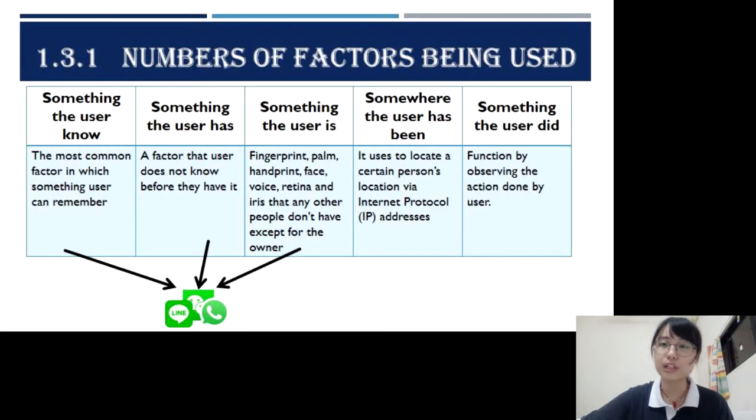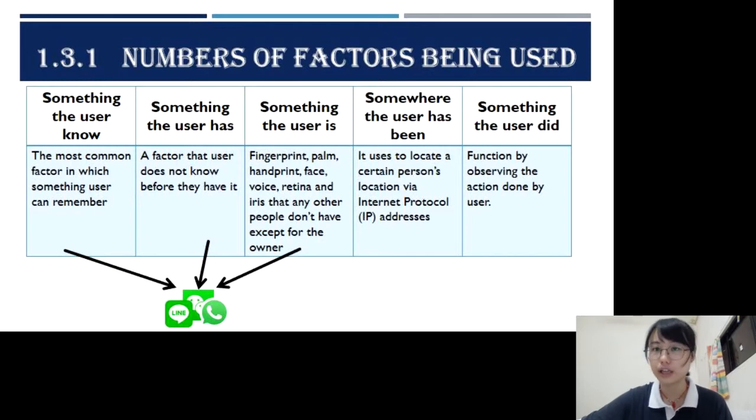The next one is somewhere the user has been, which locates a certain person's location using the internet protocol address. If someone is trying to access one's account from a different location, the system will automatically inform the user. The last factor is something the user did. It functions by observing the actions done by the user. For example, Bigo provides this kind of authentication method by setting up gestures and touches on pictures, which is called a picture password, to authenticate the users.